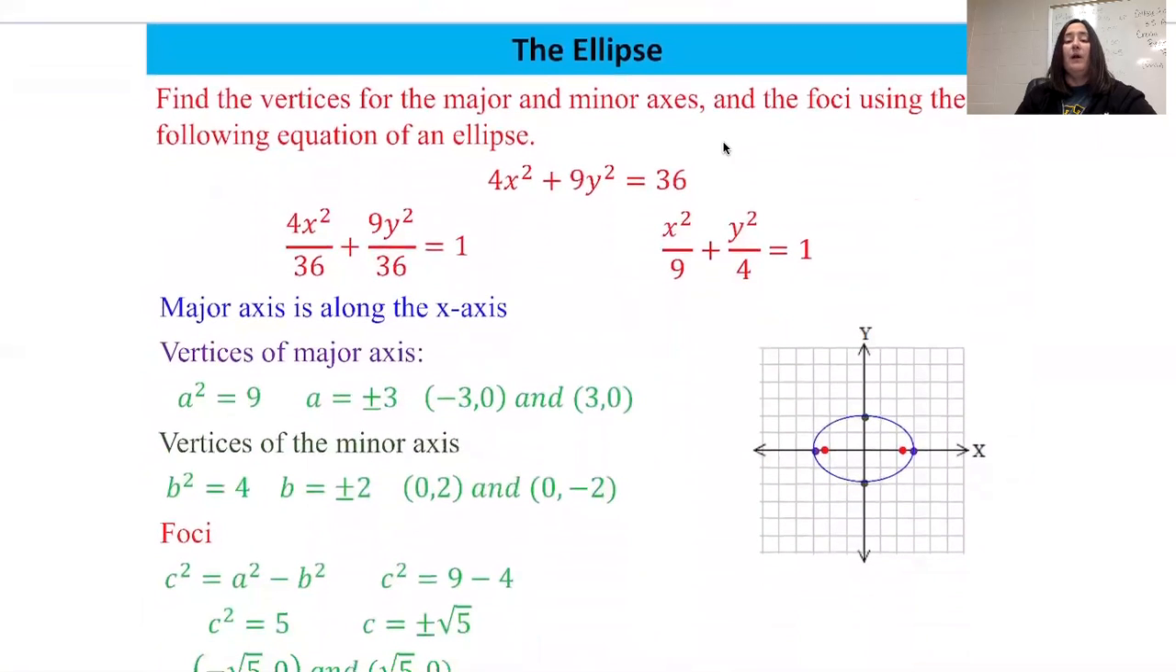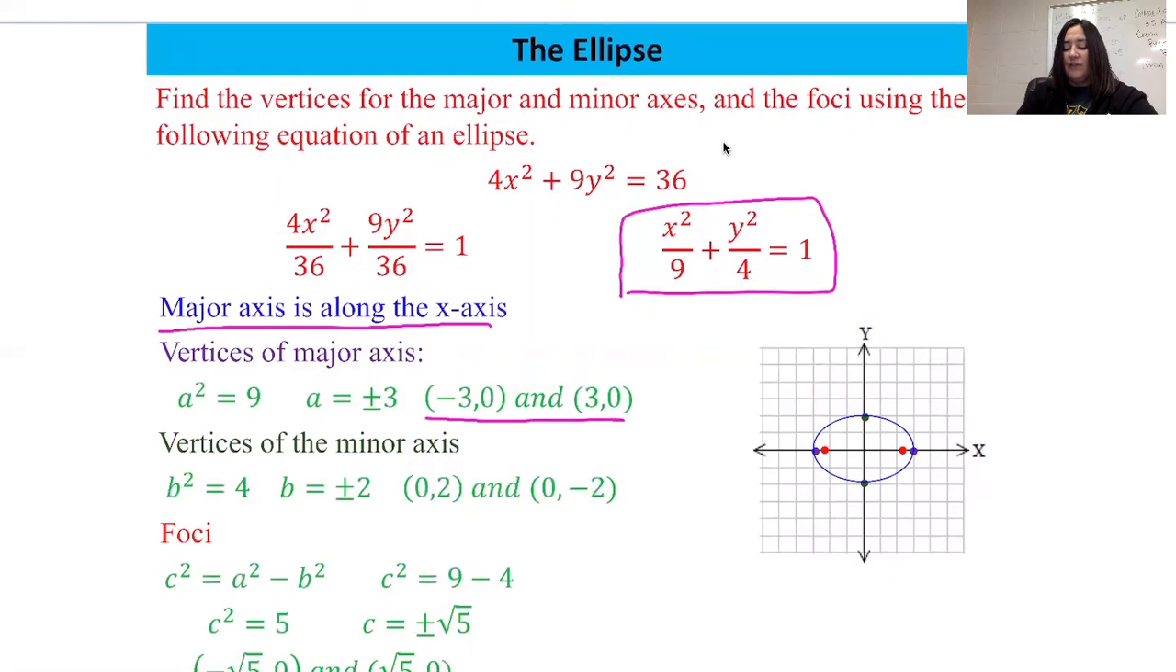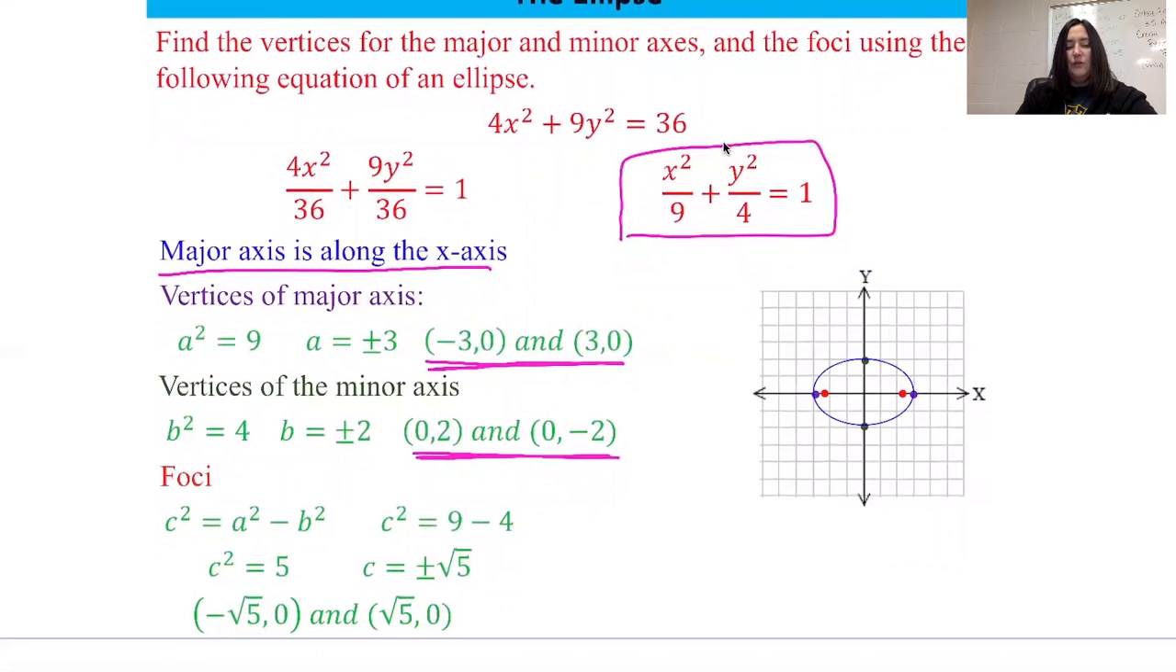What if it's not in that form? Well, if it's given like this, we always want it equal to 1. So if we divide everything by 36, then we get another equation that looks similar to what we dealt with earlier. Again, you can see that 9 is bigger than 4, so our major axis is along the x-axis. Take the square root of 9, and that gives us our vertices on the x-axis. The square root of 4 gives us our vertices on the minor axis. Again, to find our foci, we use the formula C squared equals A squared minus B squared, and we find that our foci are negative square root of 5 and positive square root of 5.